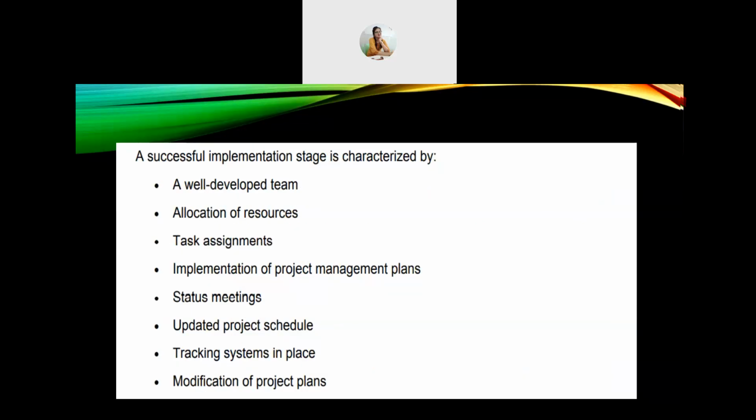So a successful implementation stage is characterized by a well-developed team, allocation of resources, task assignments, implementation of project management plans, status meetings, updated project schedule, tracking systems in place, and modification of project plans.